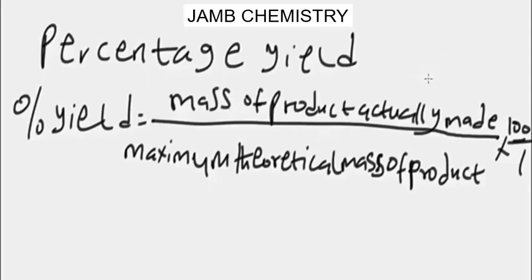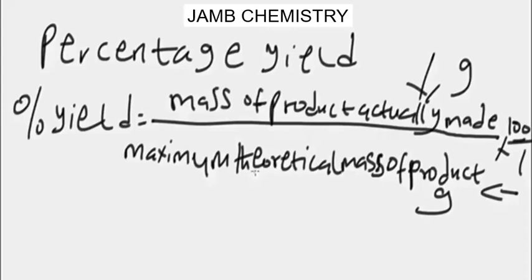Again, note that the unit here is in gram. The unit here is also what? Gram. All right, so the unit is in gram for mass of product actually made and maximum theoretical mass of products. Both units are in what? Gram. Okay. Now this maximum theoretical mass of products is just the maximum theoretical yield. All right, so they are the same thing.